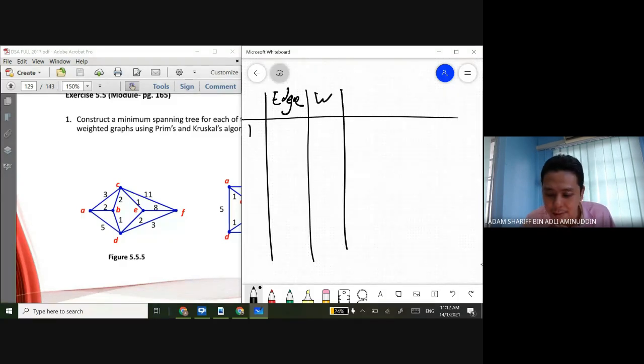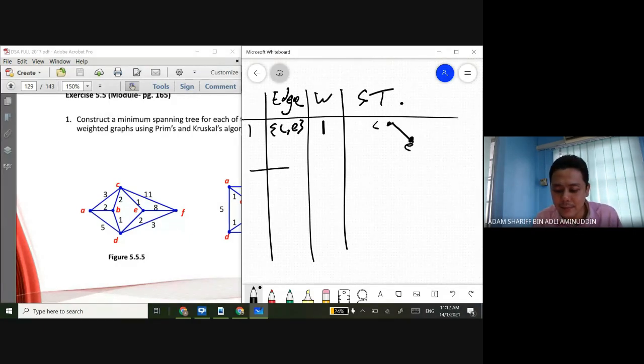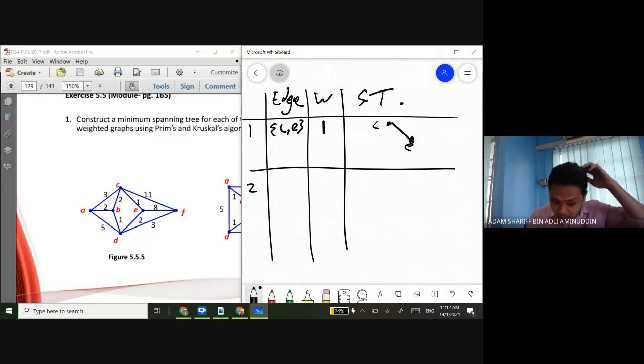Weight, spanning tree yang besar. Okay. Kita choose, let's say we start at CE. One. And right now, you have CE. Okay. Ini yang mana dia dah beza dah dengan Prim. Okay, kalau you guna Prim, the next possible edges that you will choose is either CB or ED. But because Kruskal does not look for the incident edges, you look at absolute, you choose BD.